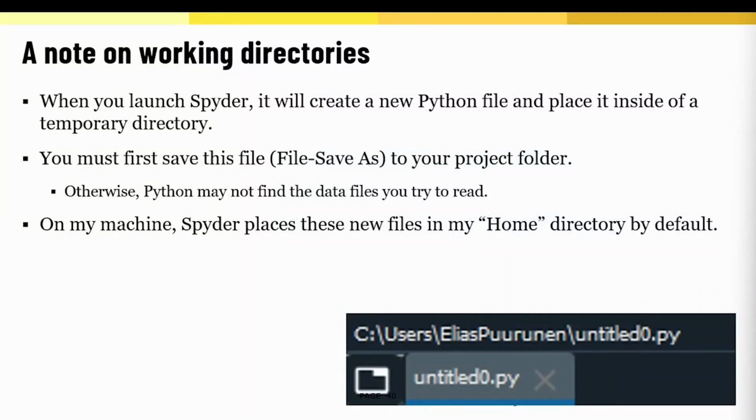So a quick note on working directories. When you launch Spyder, it usually creates a new Python file and places it in a temporary folder. You need to first save this file to your project folder. Otherwise, Python might not be able to find the data files you try to read. On my machine, Spyder places new files in my home directory by default.